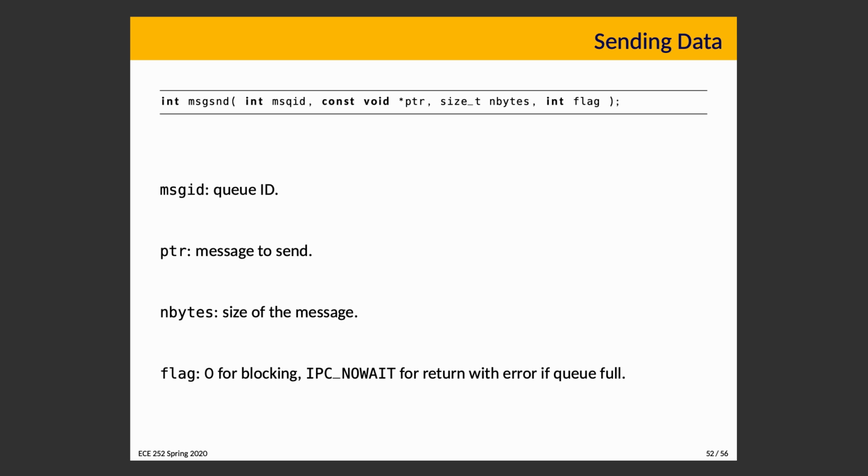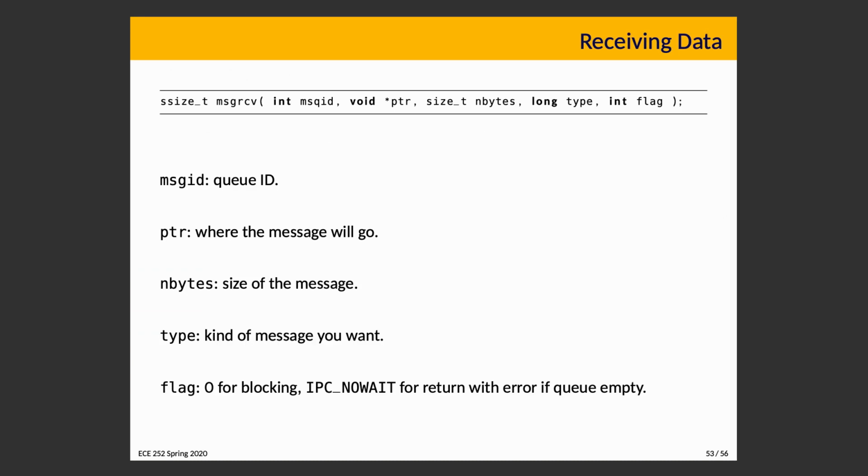Okay. And then there is receive, and receive is ever so slightly more complicated than sending. Sending just required you to specify this is the queue, this is the message, this is the size, and are we willing to get blocked? Receive gives you a little bit more. Receive says we're going to get a message from this specific queue.